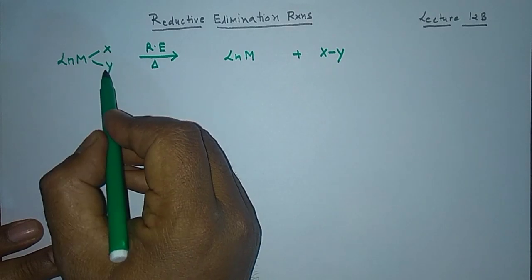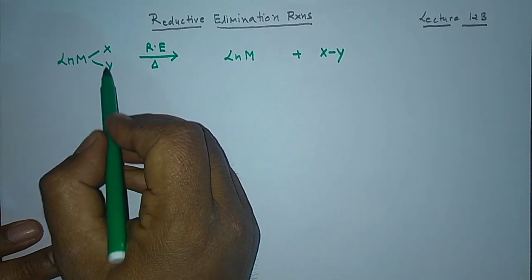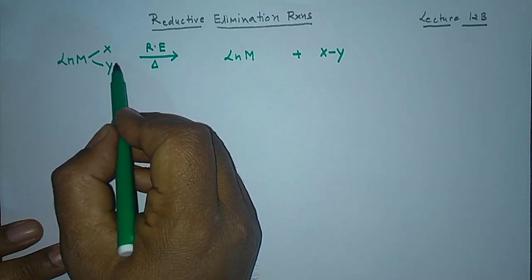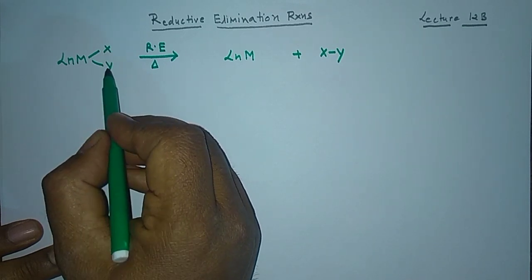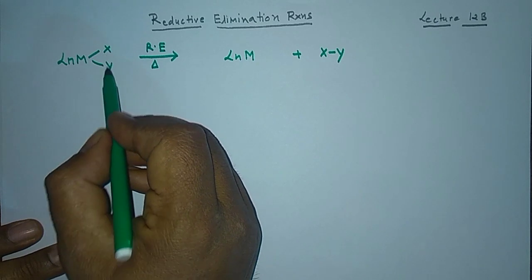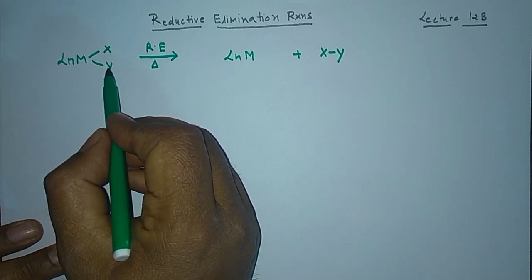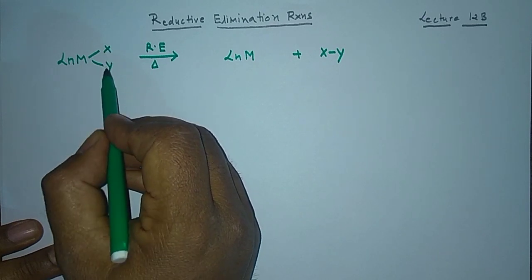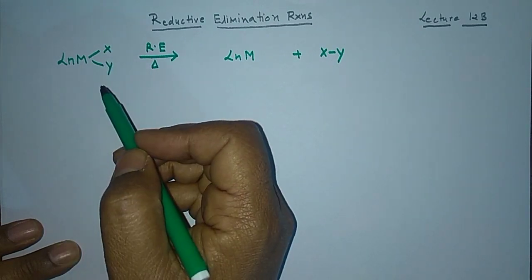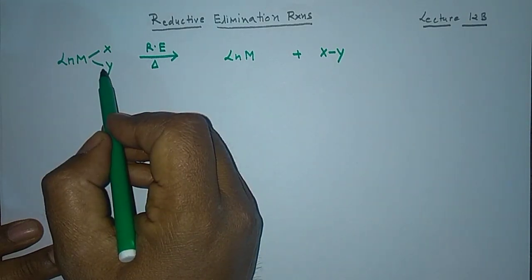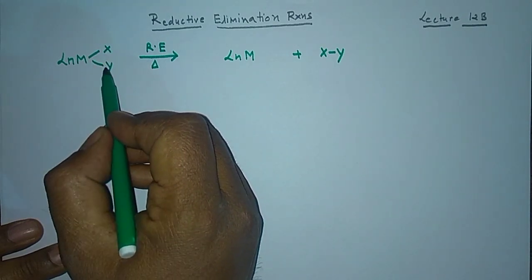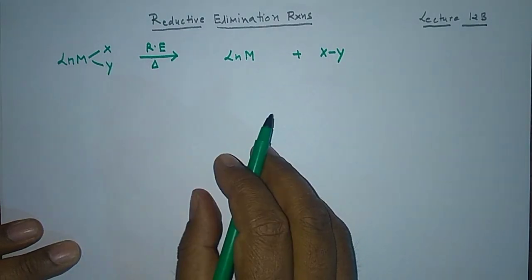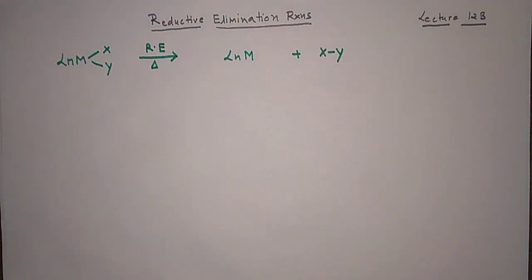This XY which I have written here may be of the same kind, like two hydrogens, two methyls, or two ethyls, or these two may be different. Say this is hydrogen, this is bromine; this is methyl, this is iodide. So these two groups may or may not be the same, but the condition is that the two groups which I am eliminating from here must be cis to each other. This is the first criterion which you have to understand.